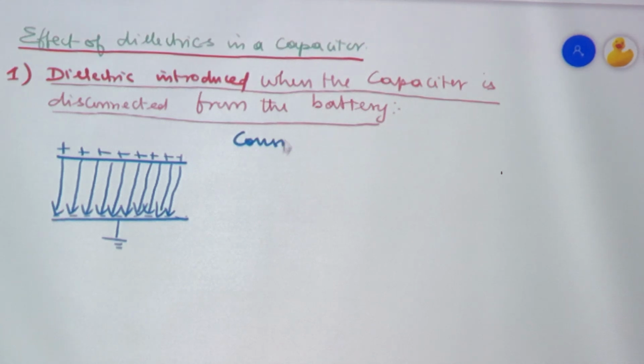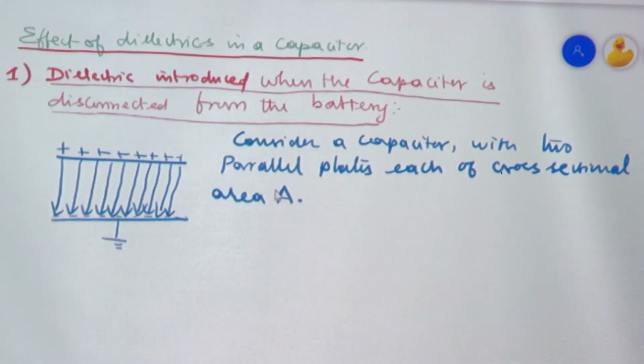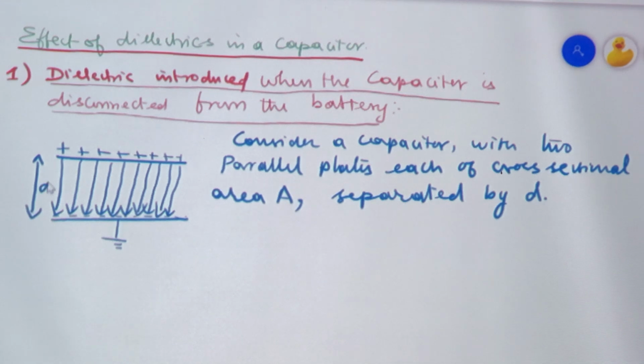We have to consider a capacitor. Consider a capacitor with two parallel plates, each of cross-sectional area A. They are separated by a small distance D. So I can say the distance between the two plates is D.